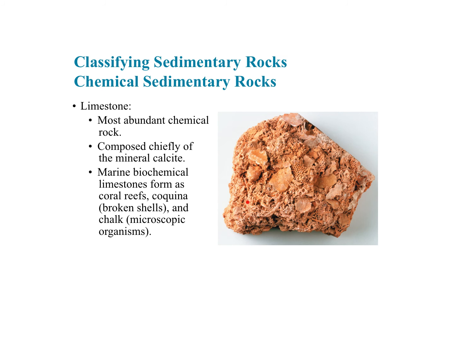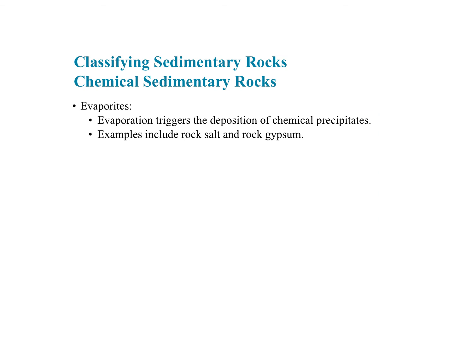Here we have an example of limestone. It's the most abundant chemical rock. It's composed chiefly of the mineral calcite. Marine biochemical limestones form as coral reefs and other things, but this is an example of limestone.